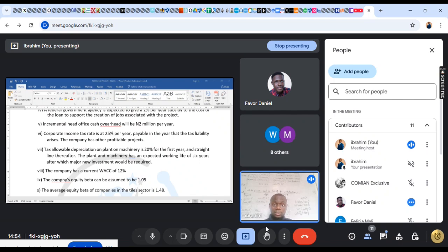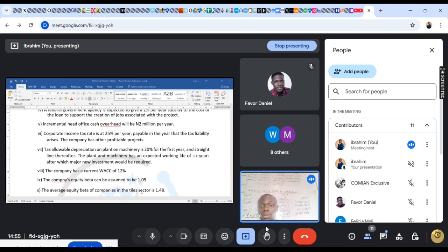I need the forecast, the draft. 20% for the first year. What is the cost of the plant and machinery? 750. What is 20% of it? And they say straight line thereafter. After that, it is not a reducing balance method, but it is just the same amount. So what you need to do is that 20% of 750 is your capital allowance for the first year, right? So for the second year, what will you do? And straight line thereafter.